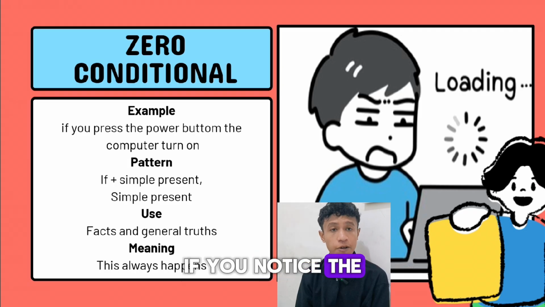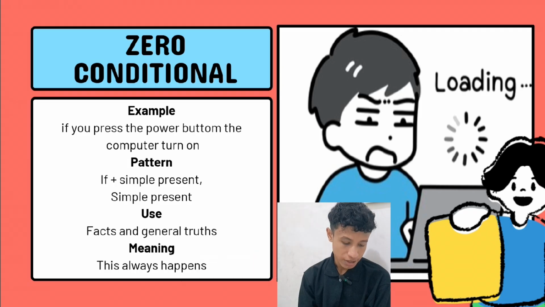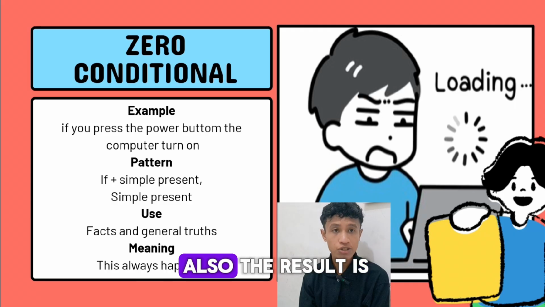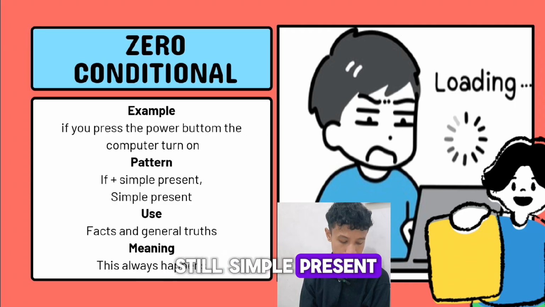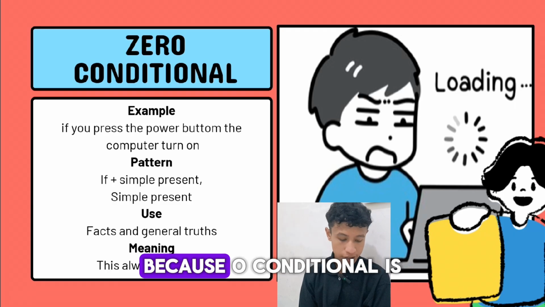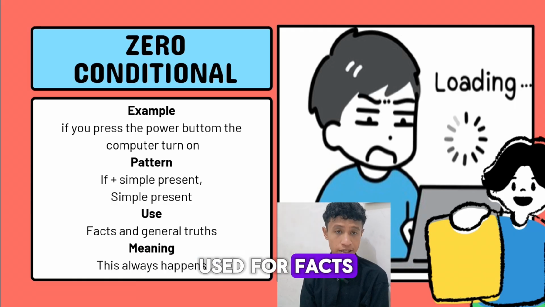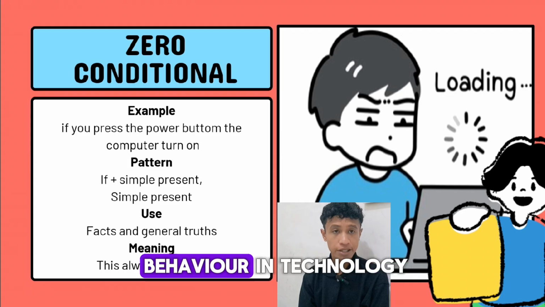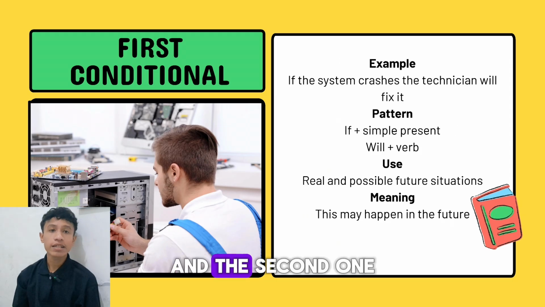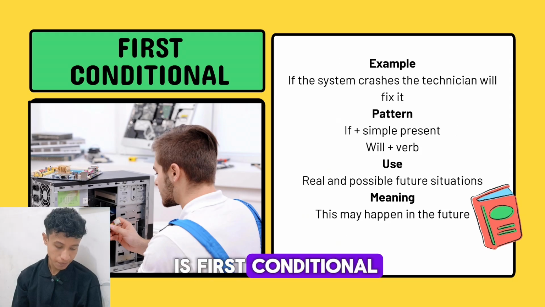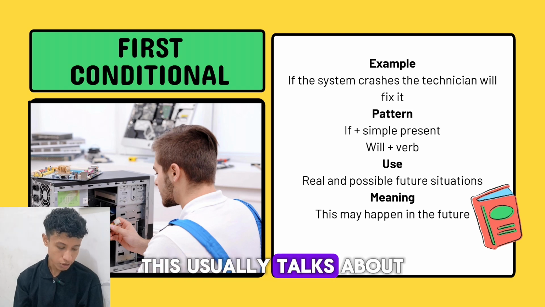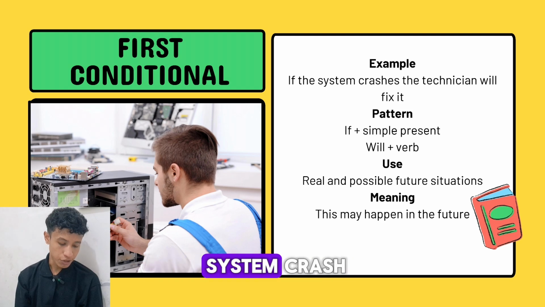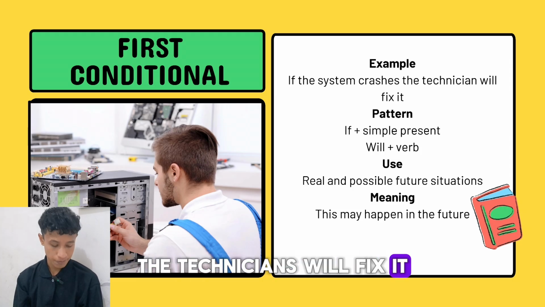If you notice the verb tense, it is if plus simple present, and the result is also simple present, because zero conditional is used for facts, general truths, scientific rules, and system behavior in technology. And the second one is first conditional. This usually talks about future situations. For example, if the system crashes, the technicians will fix it.